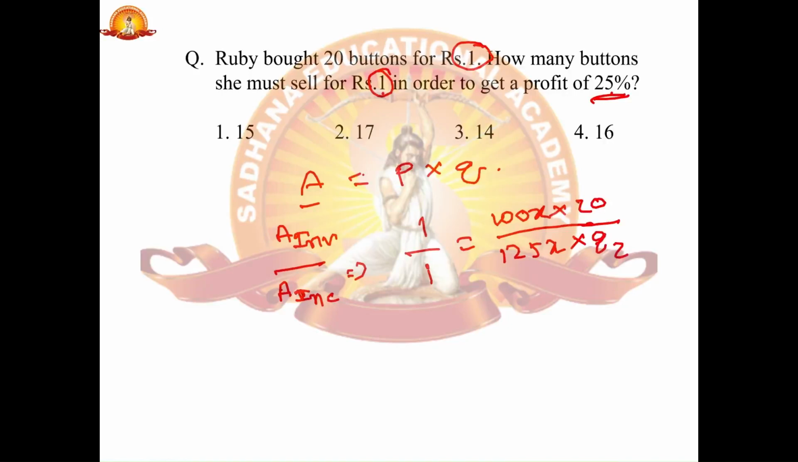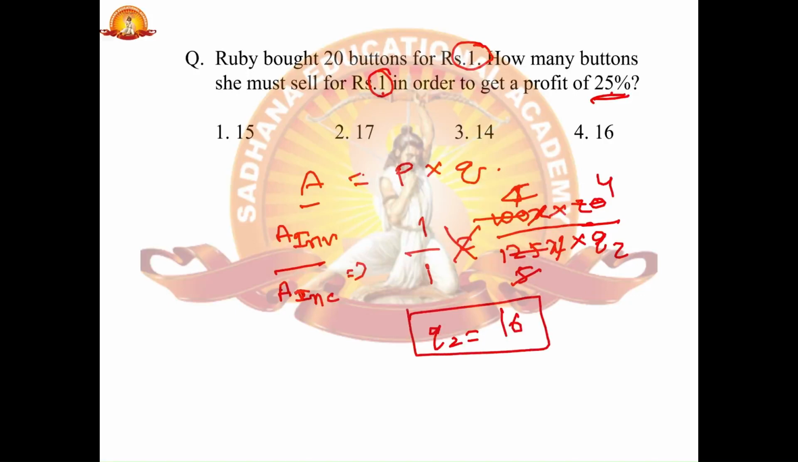So if I simplify this one, x, x cancel, 20 is 5 times 4, 25 is 5 times 5, 5 times 4. Therefore, quantity 2 is equal to, if I take cross multiplication, 4 fours are 16, the number of buttons that should be given. So fourth option is the correct answer.